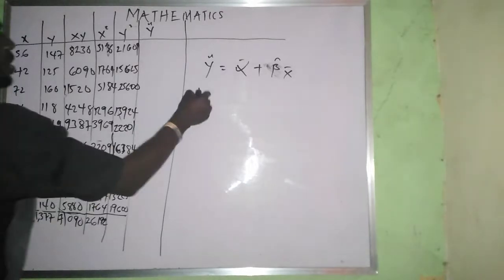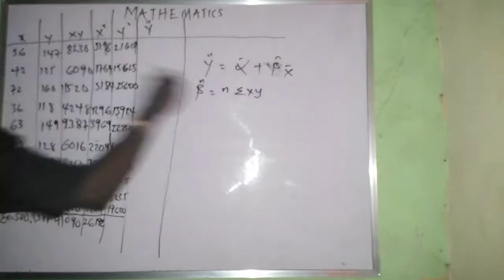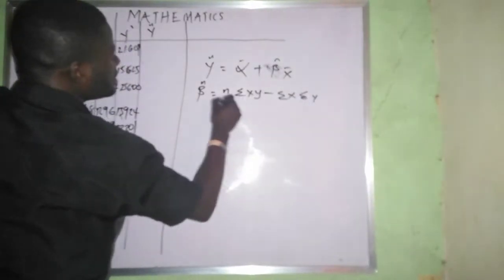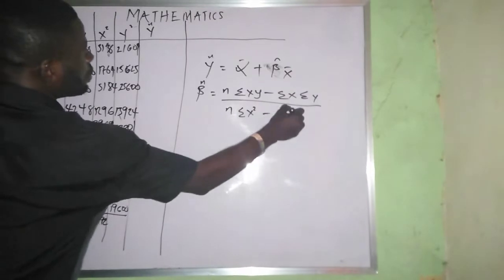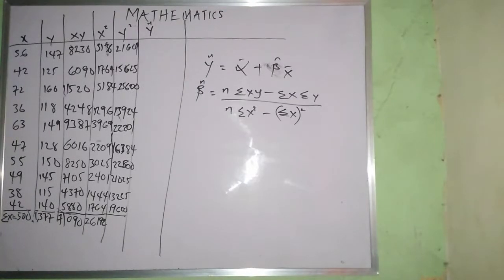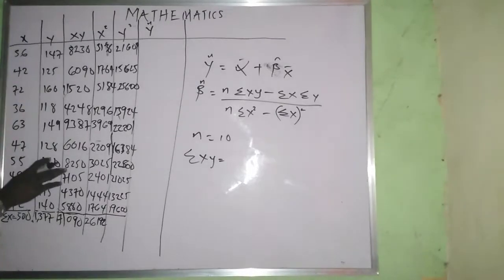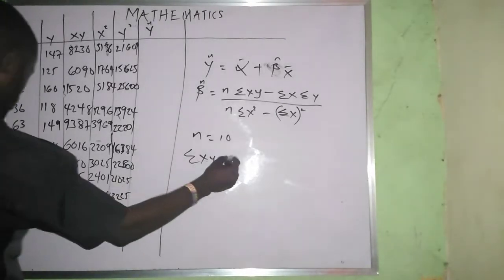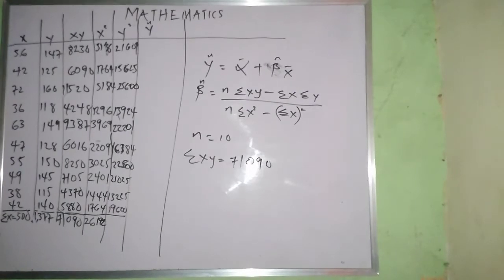My beta is always equals to n summation of xy minus summation of x summation of y divided by n summation of x squared minus summation of x all squared. That is how I will achieve mine. Now, it means my n is 10. My summation of xy is already given, which is going to be 71,090. Now, that is very important.